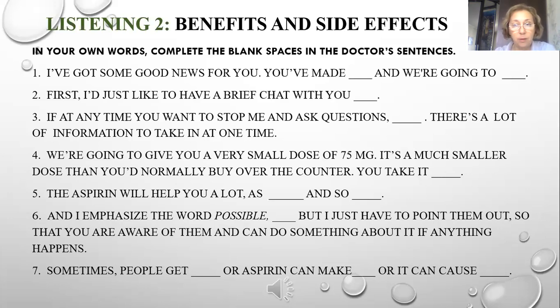Okay, let's get started. What is missing in the first sentence? Let's listen to Aramchalam. Ma'am, I have got some good news for you. You have made a good recovery, and we are going to discharge you. Okay, it looks like it is okay. Then Madhumita, please. First, I would just like to have a brief chat with you about your medications.